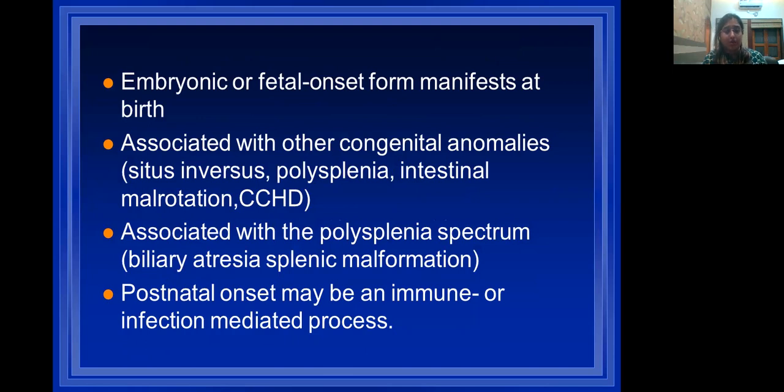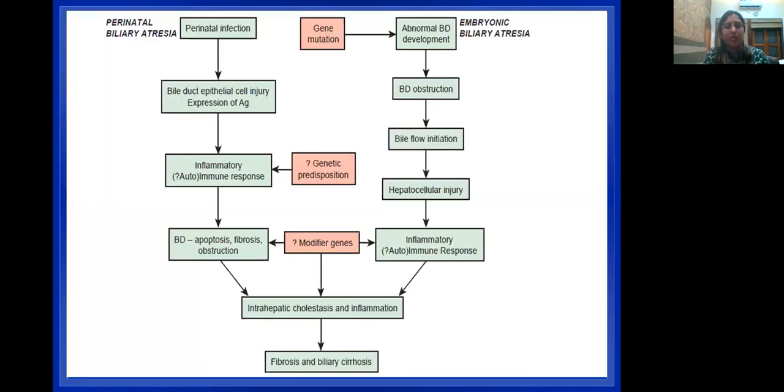It is mostly associated with other congenital anomalies like situs inversus, polysplenia, intestinal malrotation, and complex congenital heart diseases. Or it could also be associated just with the polysplenia spectrum, which is the biliary atresia splenic malformation. And postnatal onset may be an immune or infection mediated process. So this is the mechanism of perinatal and embryonic biliary atresia.